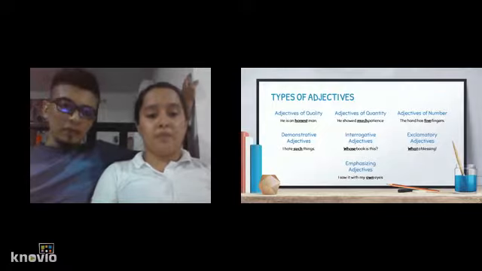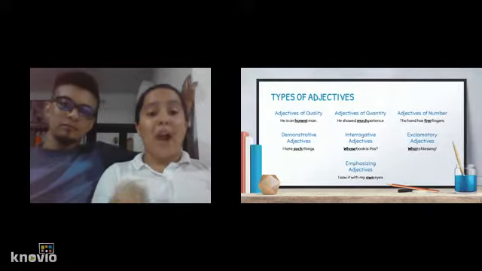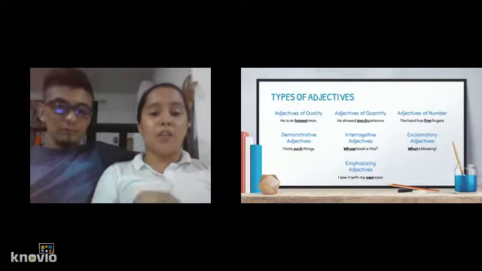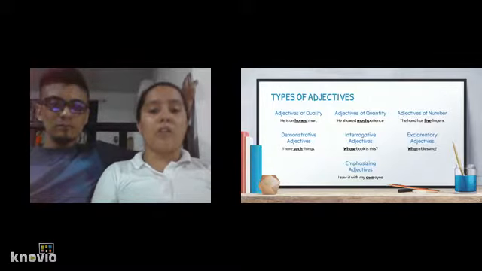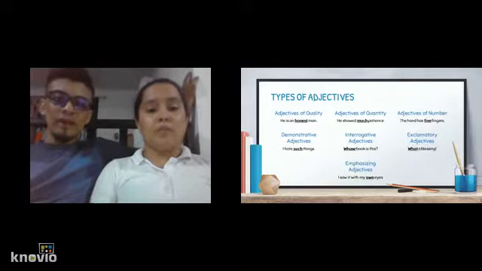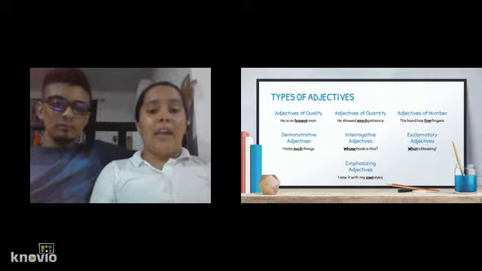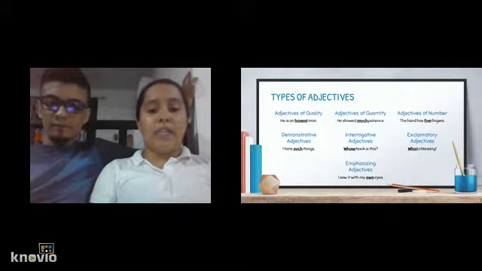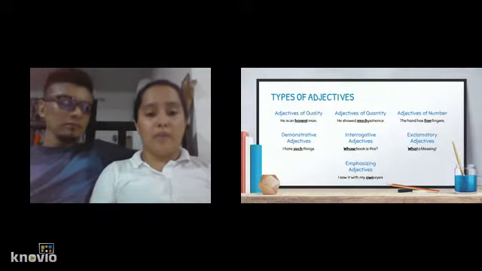And the interrogative adjective. In the interrogative adjective, we use what, which, whose, and those words are used with nouns to ask questions, so they are called interrogative adjectives. Exclamatory adjective. In this kind of adjective, we use the word what. And the last one is the emphasizing adjective. In the emphasizing adjective, we use two words, own and very.